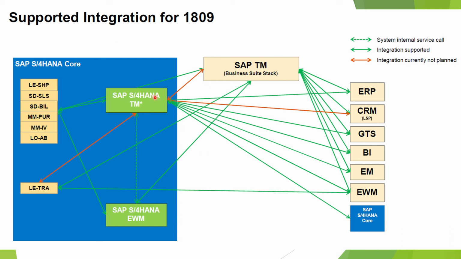So now S4 HANA TM and EWM both can make an internal service call, and it can automatically call the services internally. It doesn't need any type of message communication from one box to another box, because in our previous versions what we normally had was a lot of proxy messages sending out from one system to another system.